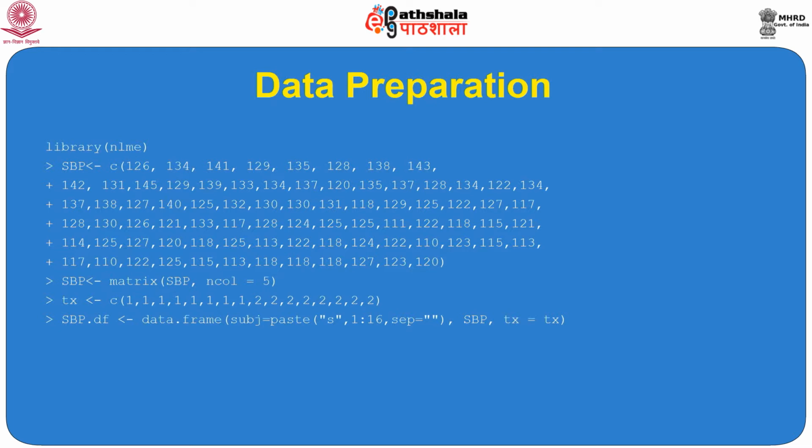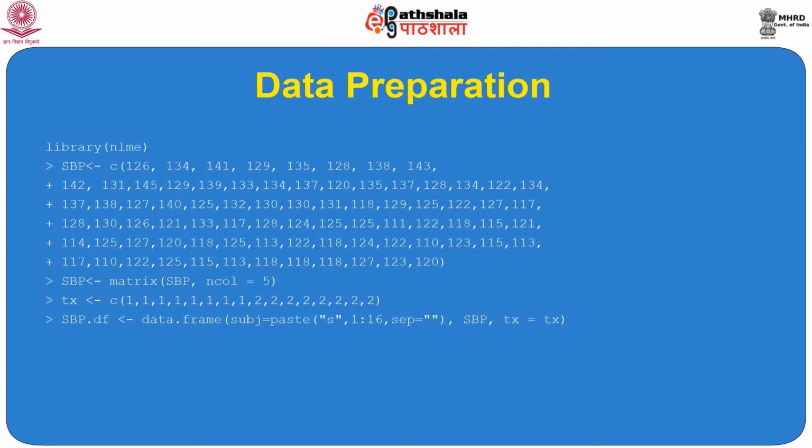So SBP, the same SBP will be repeated for 5 times, 5 columns, and after that we are putting another variable named Tx, that is treatment, and assigning it as 1 and 2. So 1 may be considered as the placebo and 2 can be considered as an effective treatment that is useful to reduce the systolic blood pressure of the patients.